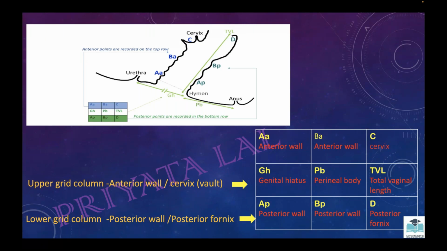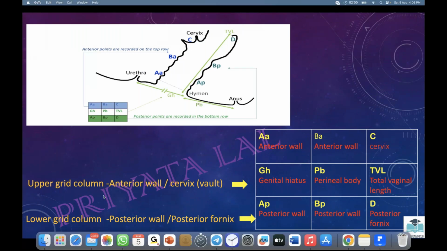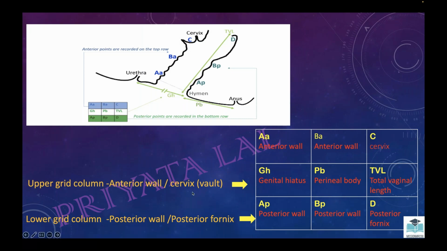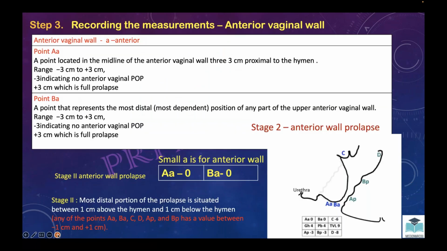So again, I'm saying, the upper grid is for the anterior wall and cervix, and the lower grid is the posterior wall and posterior fornix. Now, how to do the measurements and what you should know about it. So what is point A? Point A is located in the anterior vaginal wall, 3 centimeter proximal to the hymen.